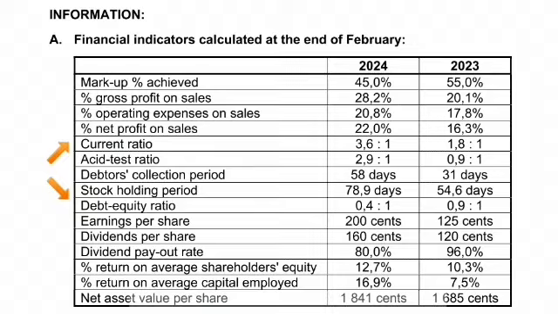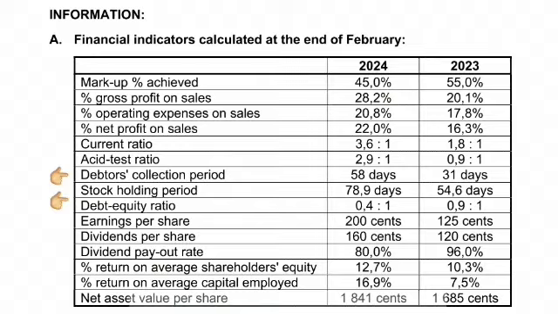All of those 4 indicators speak of my liquidity. So for this question, I'm going to choose to comment on the 2 that I'm choosing, which will be the debtors collection period and the stock holding period. You can comment on any of the 4 that you choose, it will still work. So I'm choosing to focus on the debtors collection period that used to be 31 days, now it's 58 days, and the stock holding period that used to be 54.6 days and now it is 76.9 days.